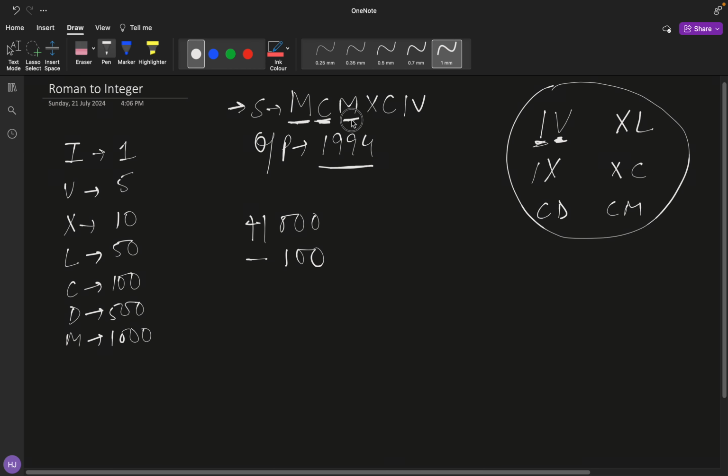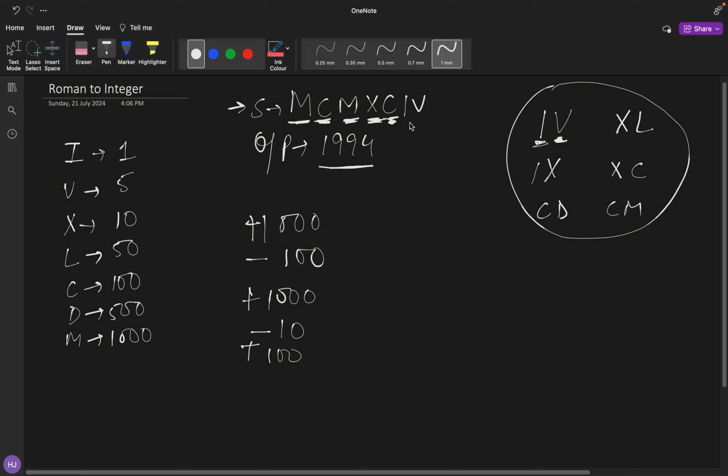And what about M? So M is greater, and is the value of M greater than X? No. So I will simply add my M to the answer. So now let's move on to X. The value of X is 10, but is the value of X less than C? Yes. So I will simply subtract the value of my X from answer. So talking about C, what is the value of C? The value of C is 100. Is C less than I? No. So I will simply add the value of C in my answer.